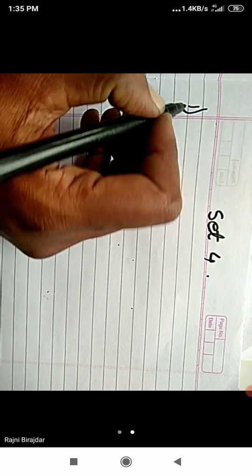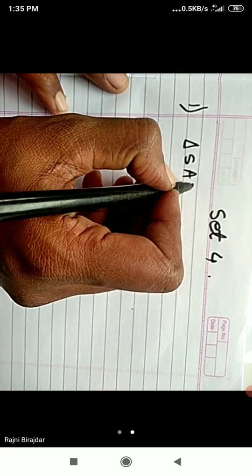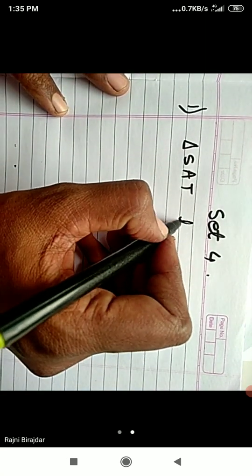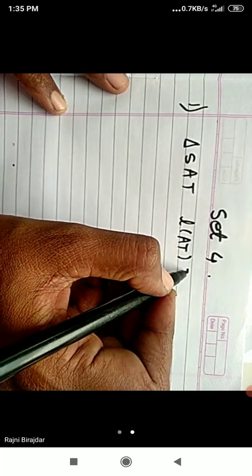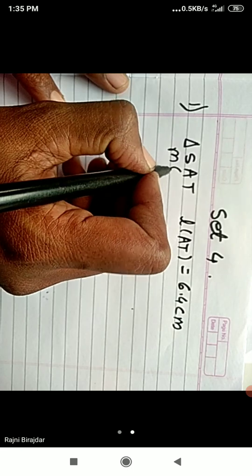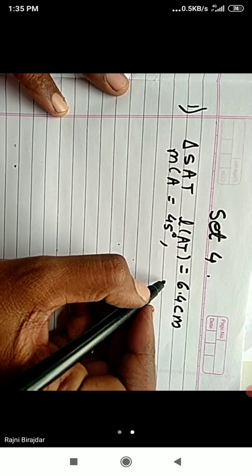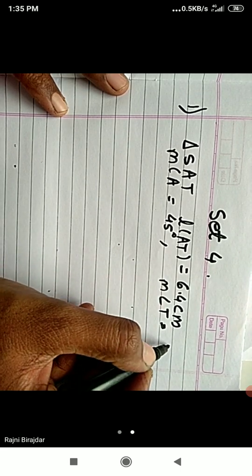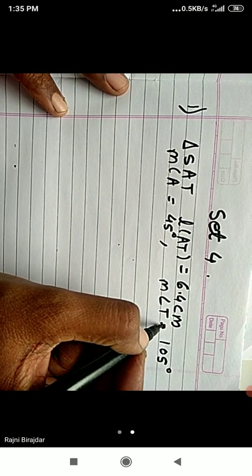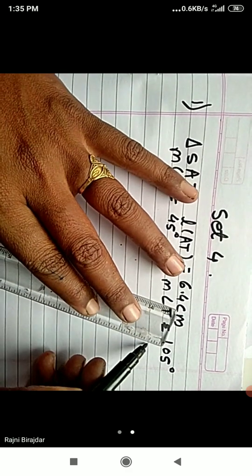So first one, in triangle SAT, the length of AT is given as 6.4 centimeters. Then the measure of angle A is given as 45 degrees, and the measure of angle T is given as 105 degrees. Yes. So our first step is that you have to draw the rough figure.